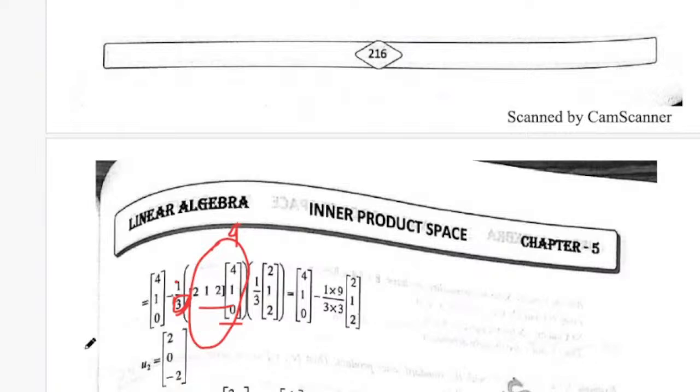We are taking the norm of this u2. Norm of u2 is nothing but square root of 4 plus 4, which is 8. 8 can be written as 2 root 2. So 1 by 2 root 2 into (2, 0, minus 2). That is, y2 is 1 by root 2 into (1, 0, minus 1).